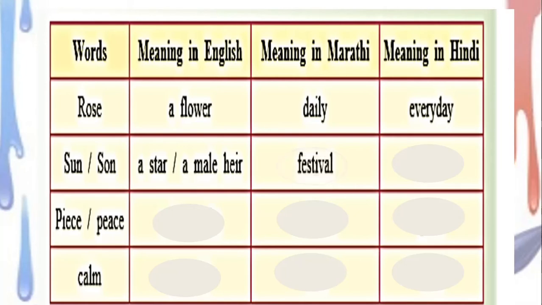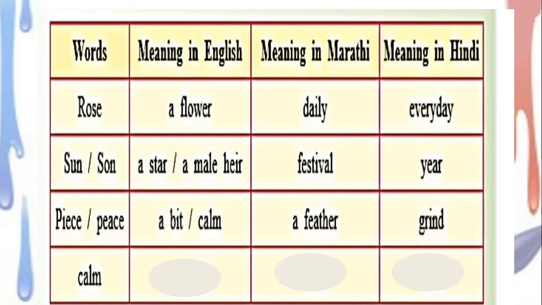Meaning in Marathi would be festival. Diwaliचा सण. Alright? Or Holiचा सण. And in Hindi, it will mean year. San 39. San 27. This is the way we say. Okay? Peace and piece. Again, these are homophones. So, meaning in English would be peace. One piece will be a small bit, and the other peace would be calm, quiet. Okay? Marathi meaning of pis is a feather of a bird. And in Hindi, it would mean to grind something. Masala pisna we say. Okay.